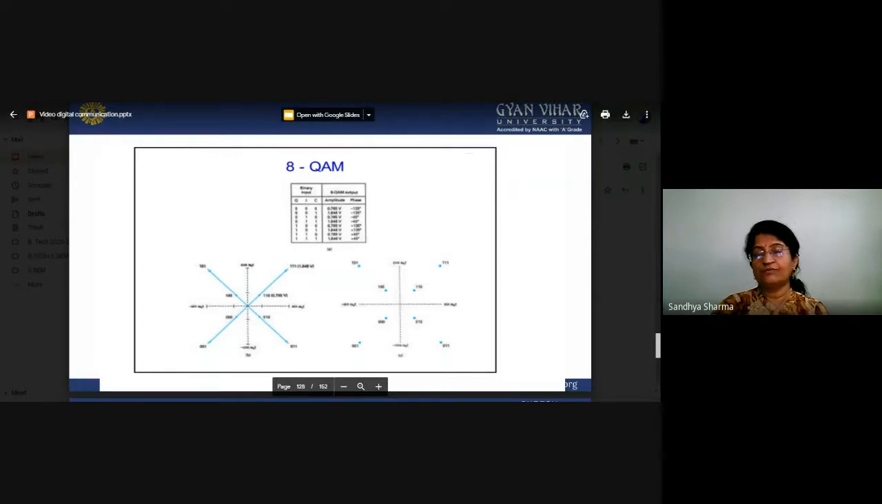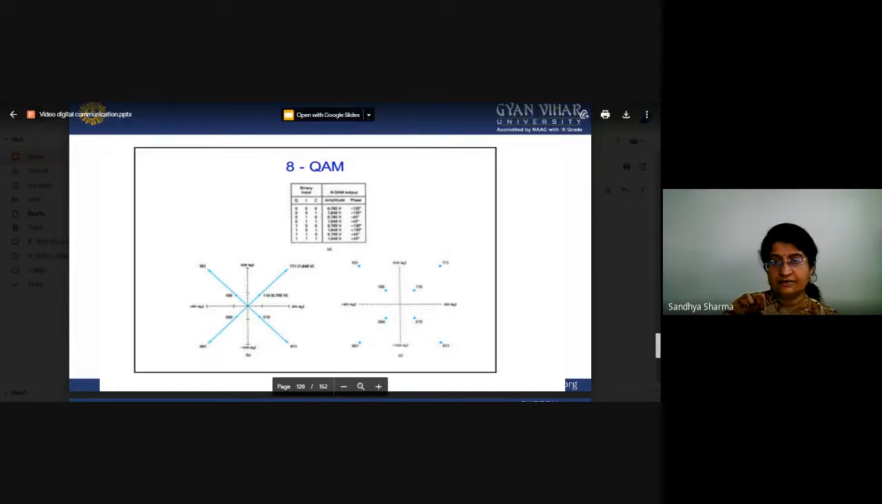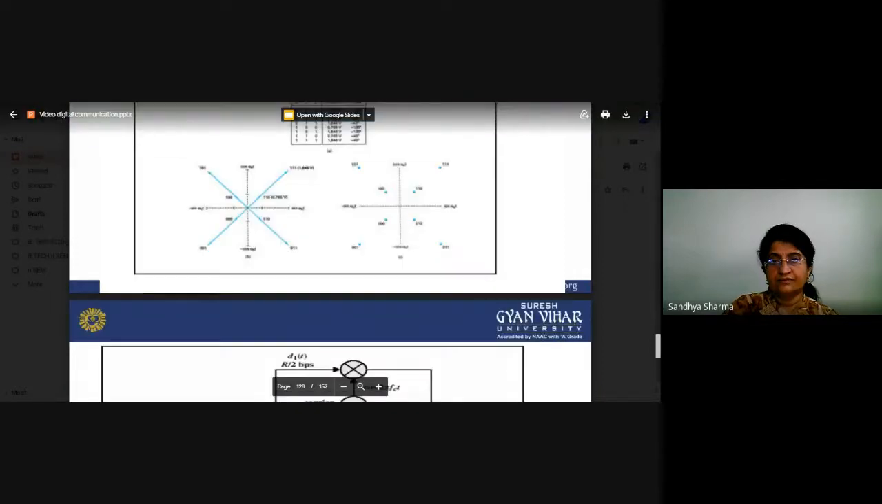That is again the 8-point QAM. So we have to describe it again: four here and four here. So that is the 8 QAM pattern.